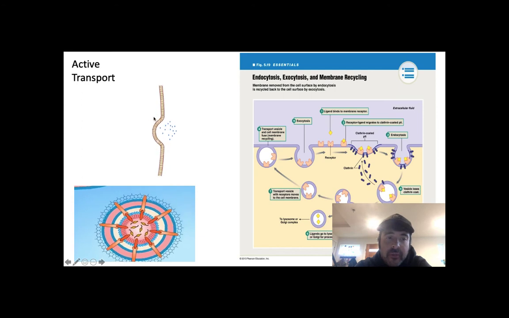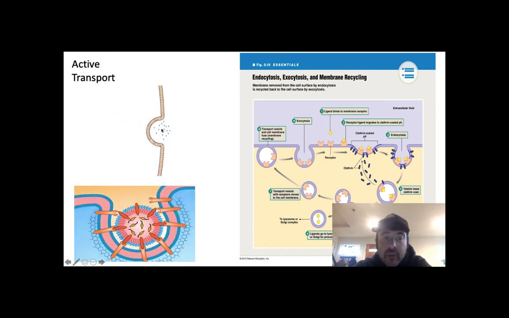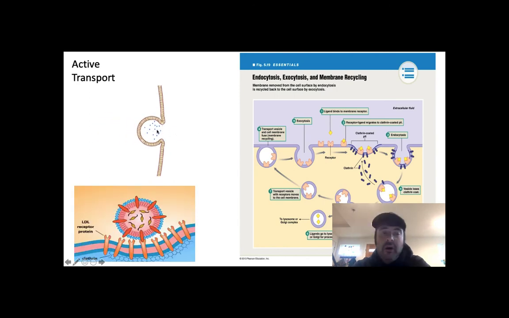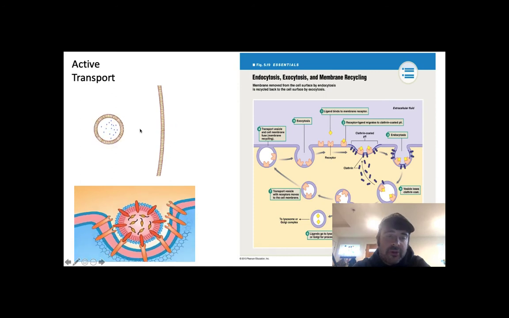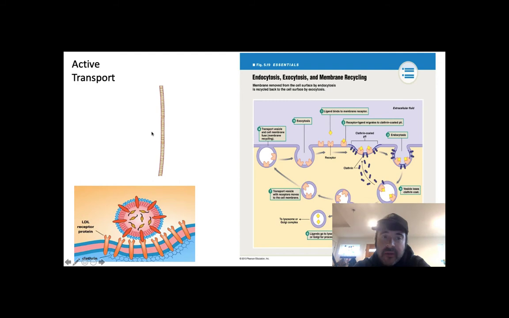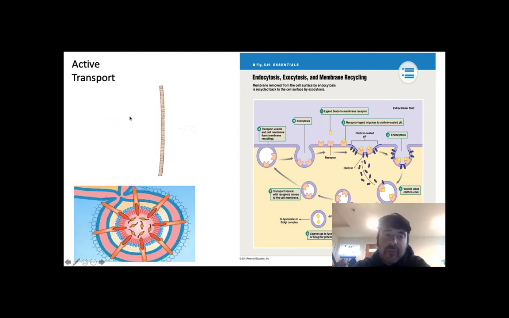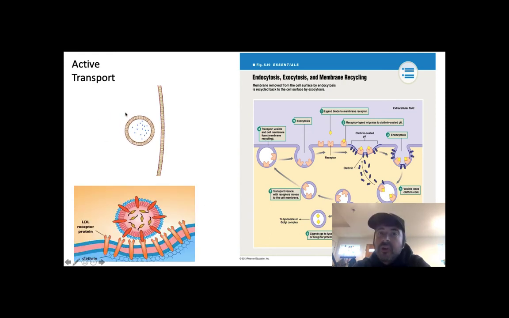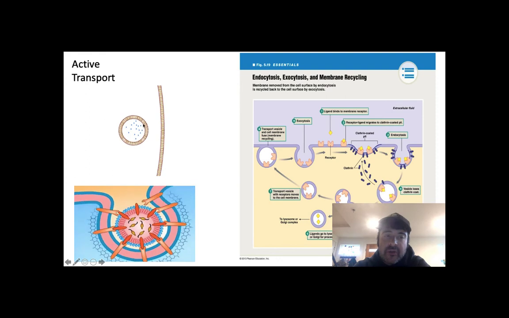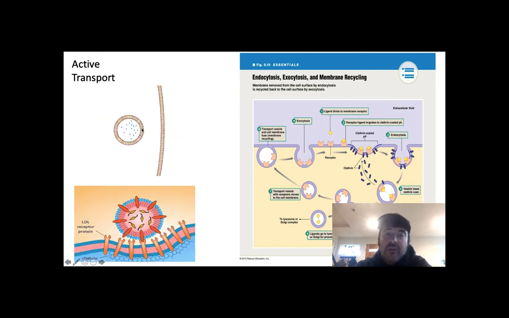Now, when you want to ship that material that's contained within a vesicle, let's say the material in that vesicle is like a neurotransmitter or a hormone or something like that, what ends up happening is those vesicles mobilize, and in order to mobilize those vesicles, it takes energy for the proteins that physically move those vesicles around. So it's considered a form of active transport because we're moving things using energy across the cell membrane. This form of active transport is called exocytosis.